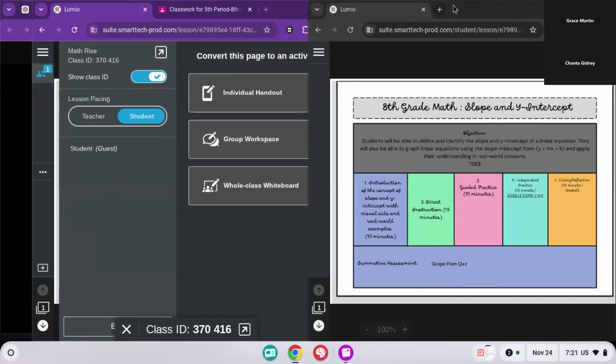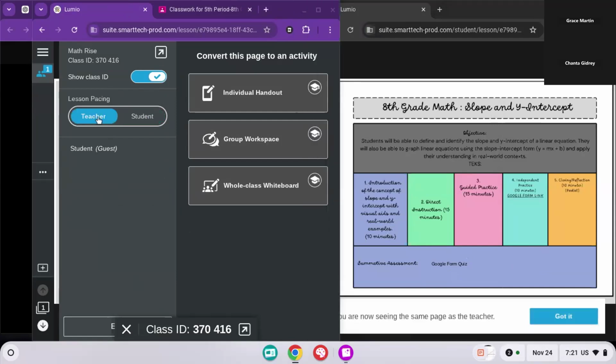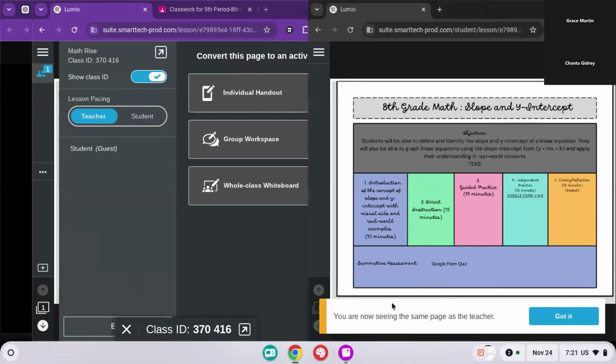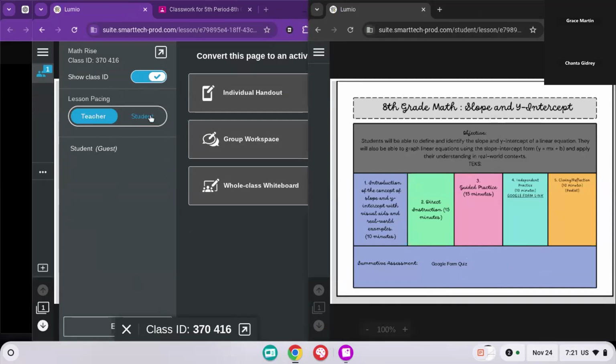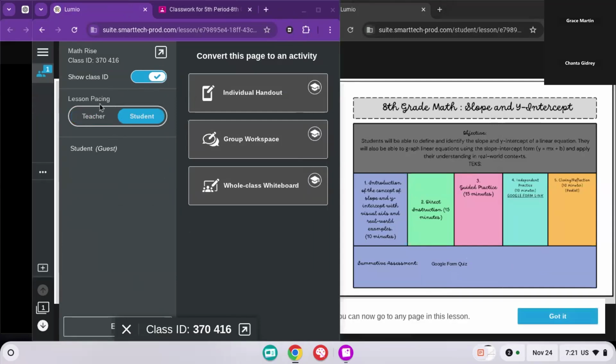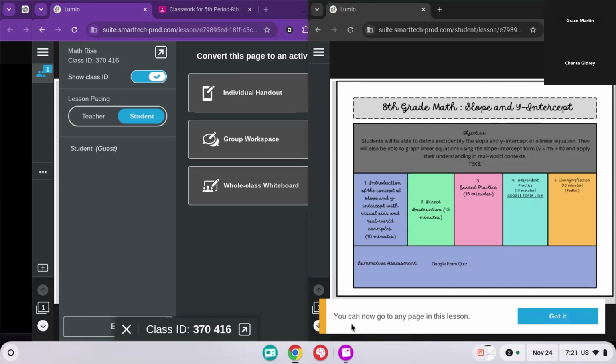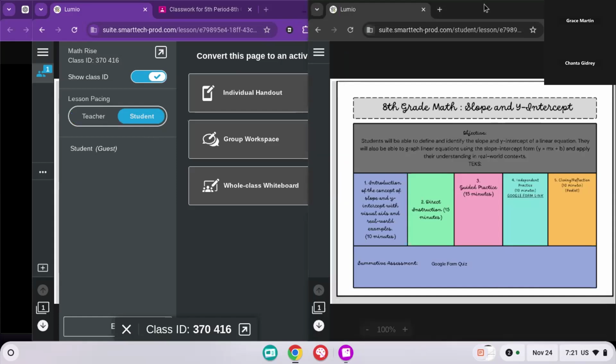I don't know if you all can see, but I have two separate windows open because one of the windows is the teacher view and the other one is the student view. Anytime I come over here, it'll let the students know they're now seeing the same page as their teacher. I can have it as teacher-led, or as student-led, and when it's student-led, students can go to any page in the lesson at their own pace.